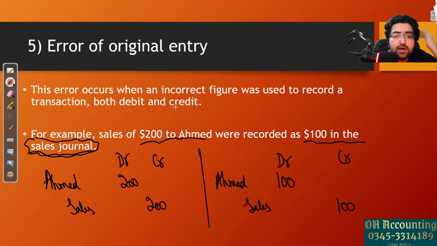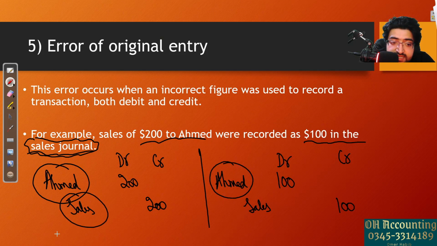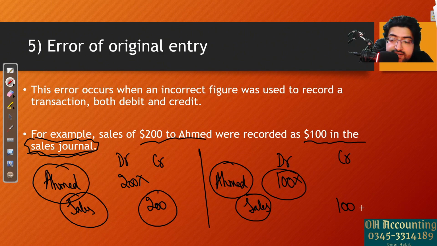Okay? Now, see this, one more thing. The accounts are correct. Okay? We were supposed to debit Ahmed. We have debited the account of Ahmed, and we were supposed to credit sales. We have credited the account of sales. Okay. So the accounts are fine. The sides are fine, but the amounts are wrong. Both debit and credit. As you can see, wrong. It should be 200 and we have recorded this as 100. So this is wrong. Sales should also be 200 and we have recorded this as 100. So it's wrong. The amounts are wrong, but the accounts are correct and the sides are also correct. Okay? Moving on.